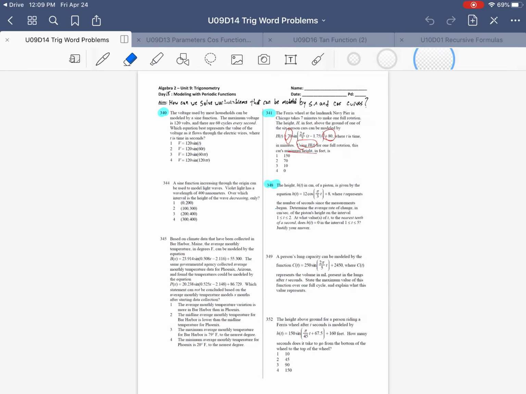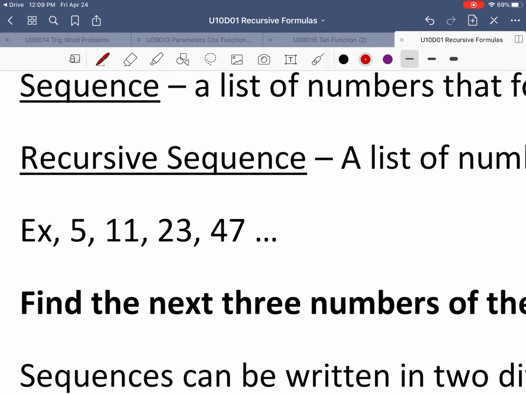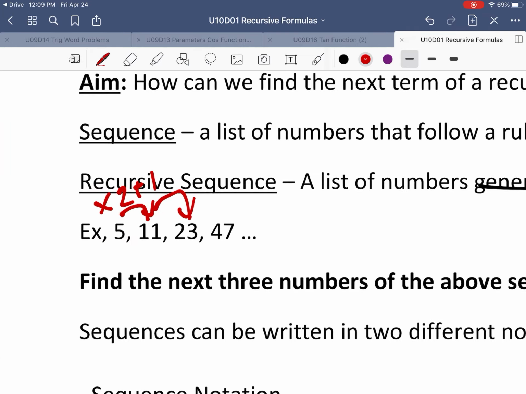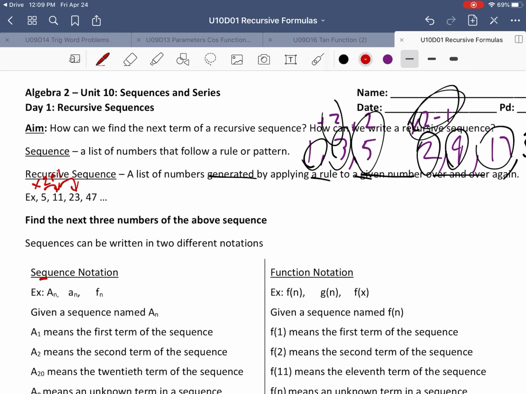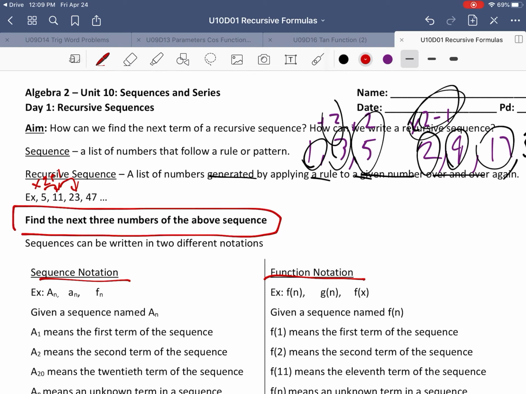The rule seems to be times 2 plus 1. That gives me 11. 11 times 2 is 22, plus 1 is 23. So that's the rule for this case. And this sequence can be written in two different ways. There are two different ways to write a sequence. They are called sequence notation and function notation. And we're going to write the rules for these in a moment. But first, find the next 3 terms of that sequence. Okay, applying the rule. After you've done that, we're going to discuss sequence notation, and then we're going to write the rule for that function.